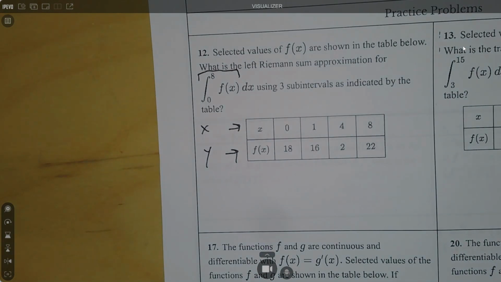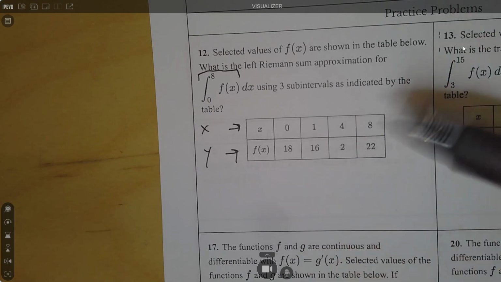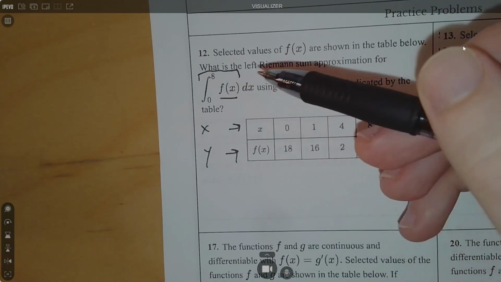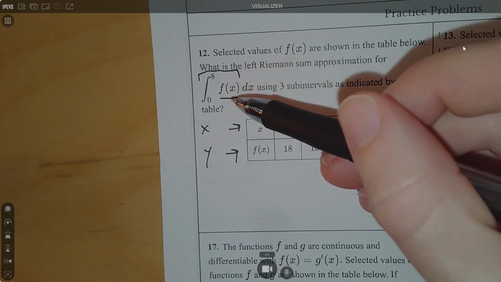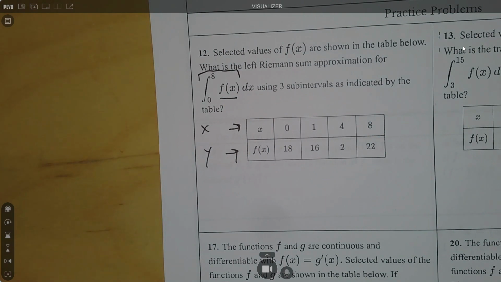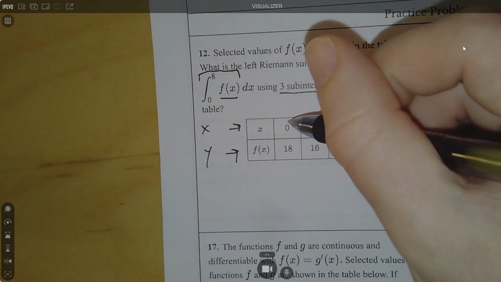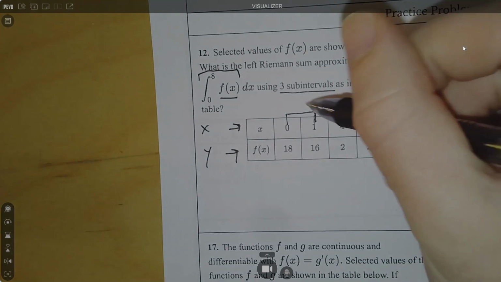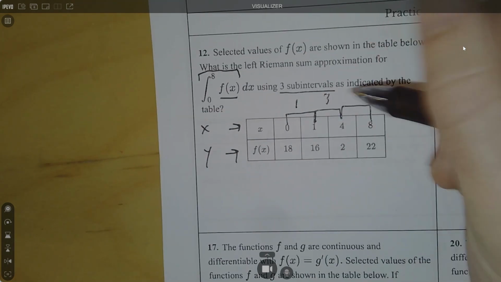That's really important. It might not say x and f of x, it might say t and f of t, but just know that this is the output, and I know that's the output because it's saying that here. This is what I'm taking the Riemann sum of. That's what's going into my Riemann sum. And then three subintervals, it's good to label those. So we can see here we have from 0 to 1, from 1 to 4, and from 4 to 8, and those widths are 1, 3, and 4.